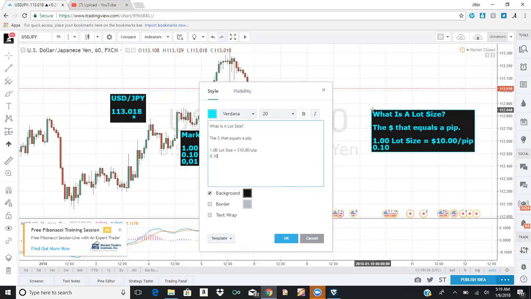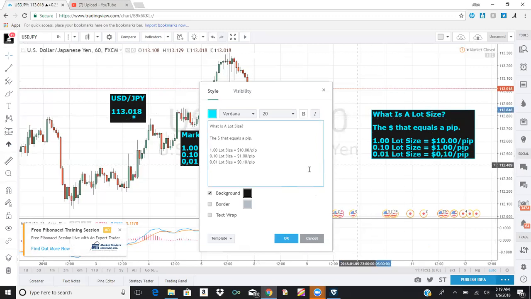If you're trading on a 0.10 lot size, that's equal to $1 per pip. And if you're trading on a 0.01 lot size, that's equal to 10 cents per pip, right?